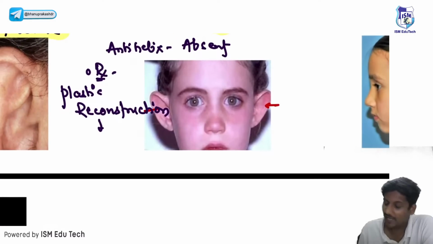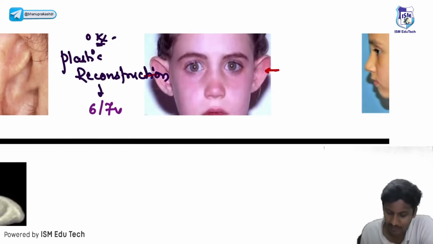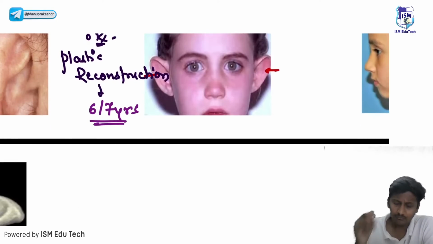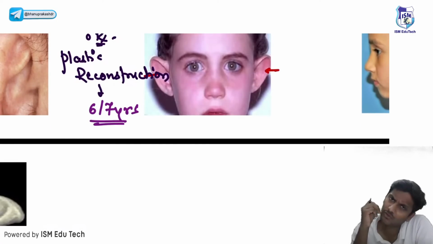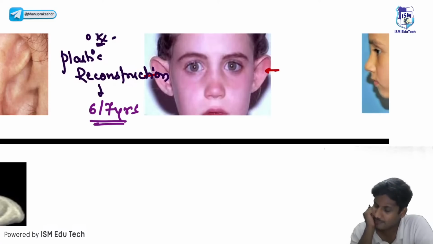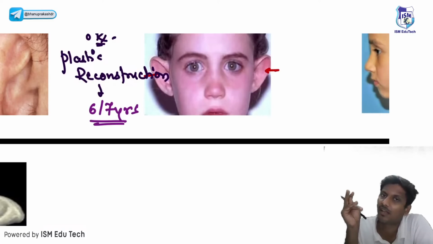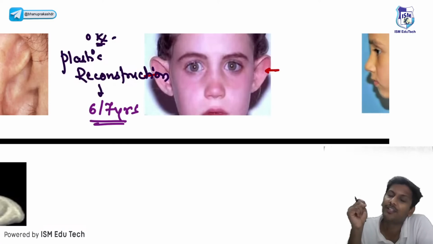Plastic reconstruction का time क्या होना चाहिए then? Please let me know. What should be the time of plastic reconstruction? Very good. It should be performed usually after 6 or 7 years of age. The reason is, sir, you will say, sir, development तो complete हो चुका है fetus में. Okay, the development was complete at 20 weeks of intrauterine life only, na? So why we need to wait for 6 or 7 years?